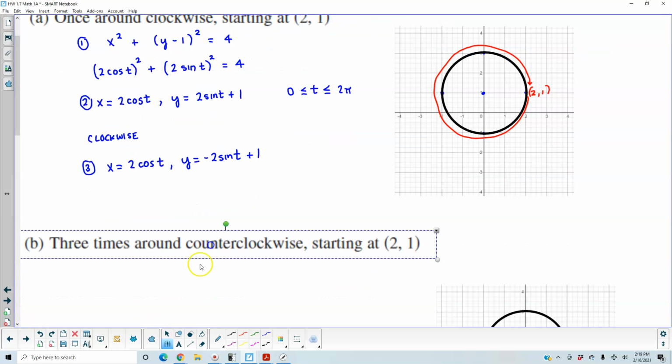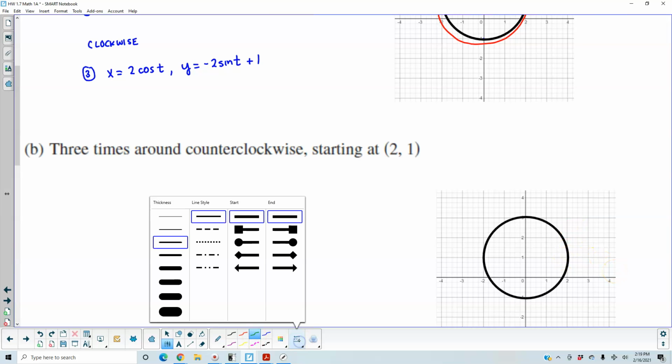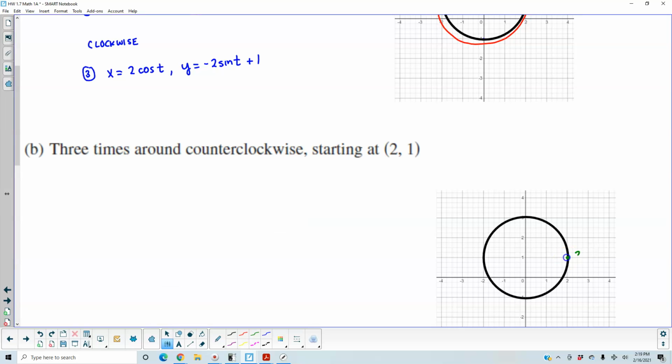Now the next question wants us to go 3 times around counterclockwise starting at (2, 1). So we're starting at (2, 1), and now we want to go counterclockwise 3 times, which means we're going in the other direction. So the x is still going to remain 2 times the cosine of t. And now y, since it's going in the other direction, we're going to leave as positive 2 times the sine of t plus 1.